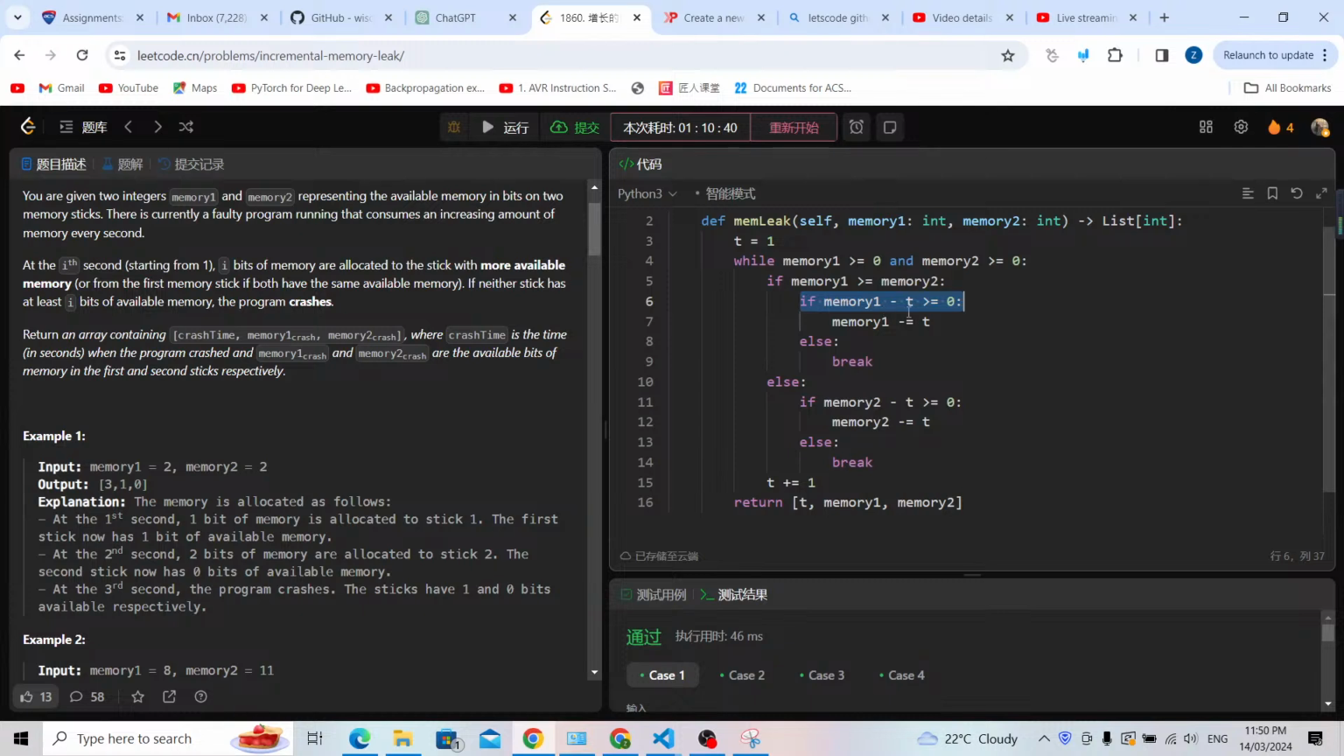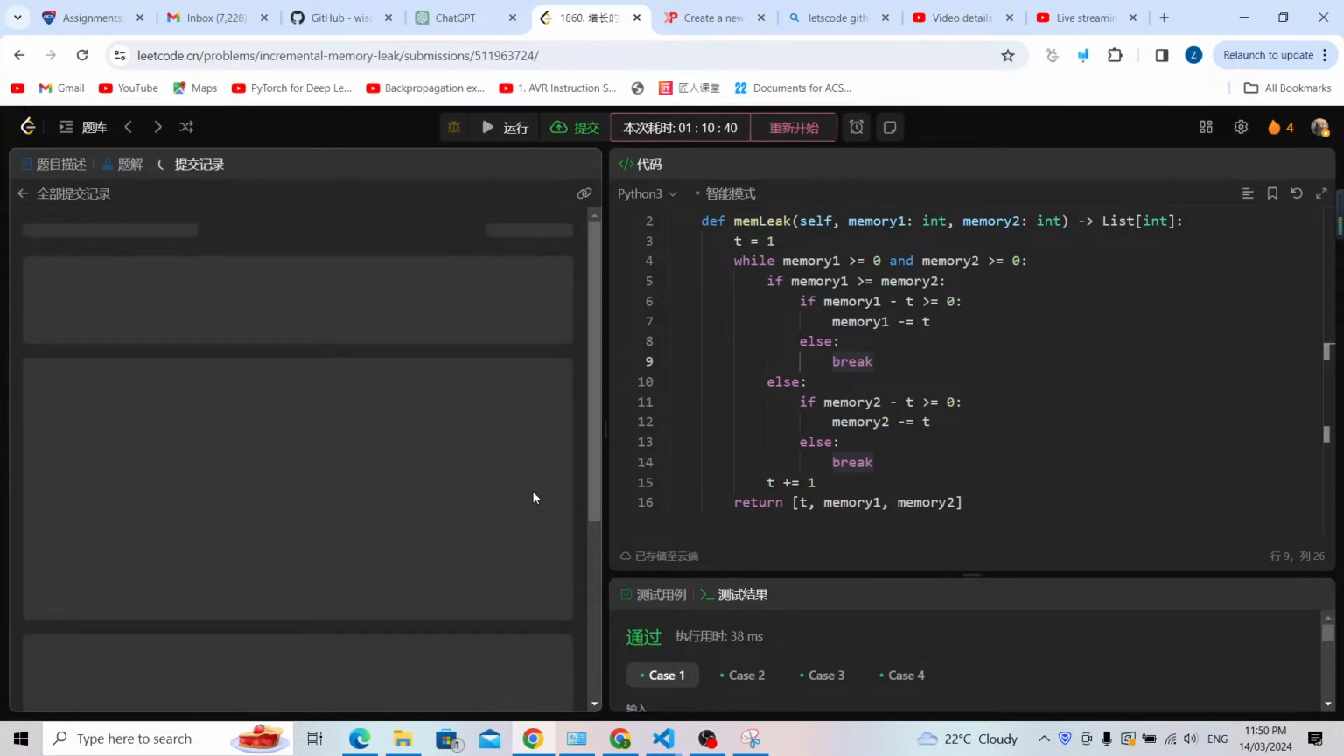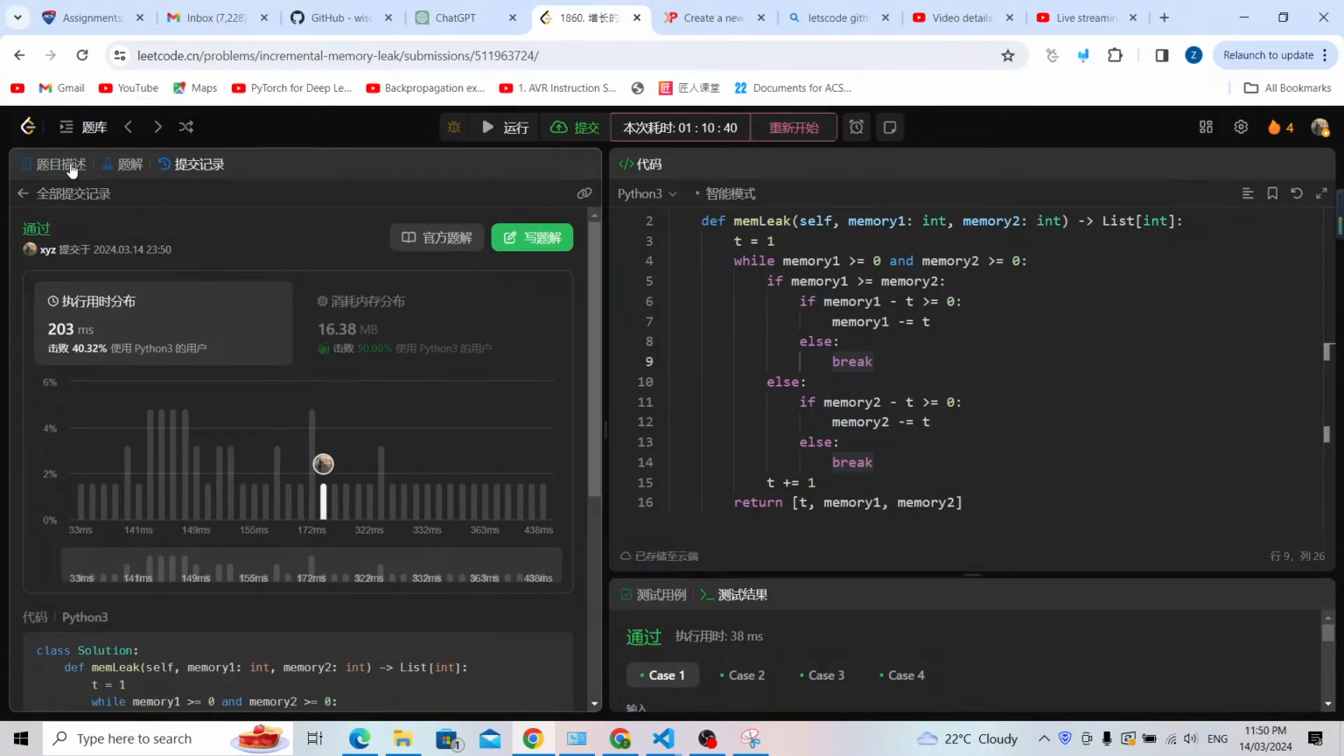Memory 1 minus 3. It is minus 2. So we're gonna go to the else check. We're gonna break it and return the final result. So it means it should be okay. Now let me run it and submit it to check if it works. As you can see, it works and it's pretty fast.